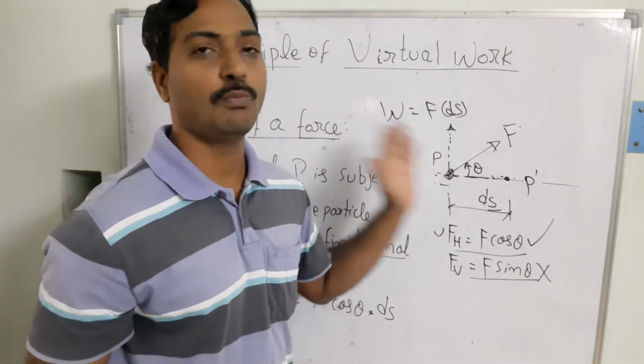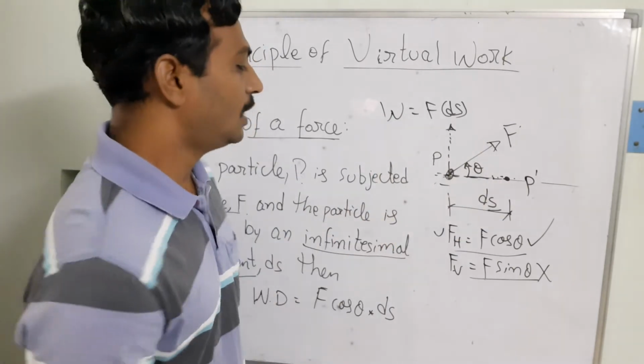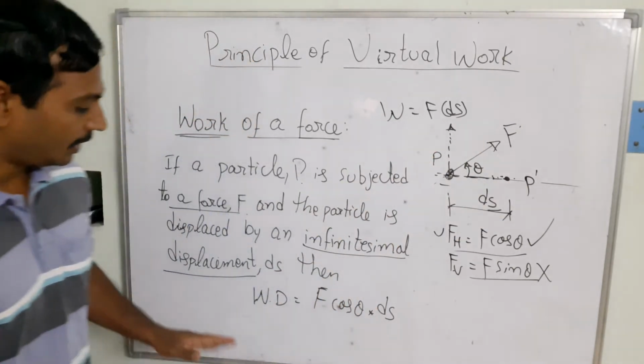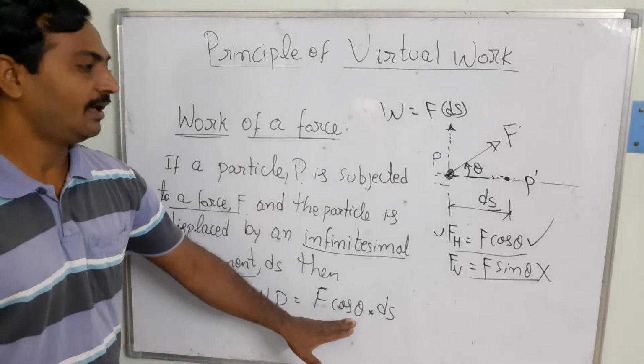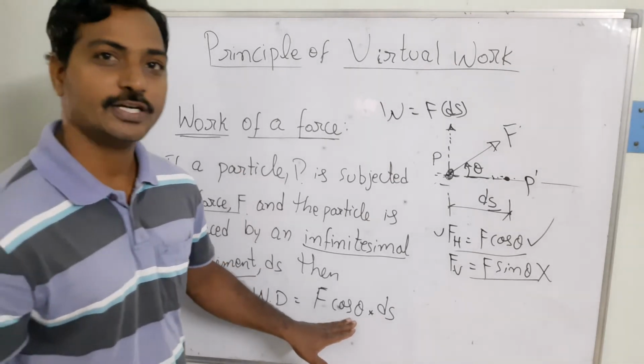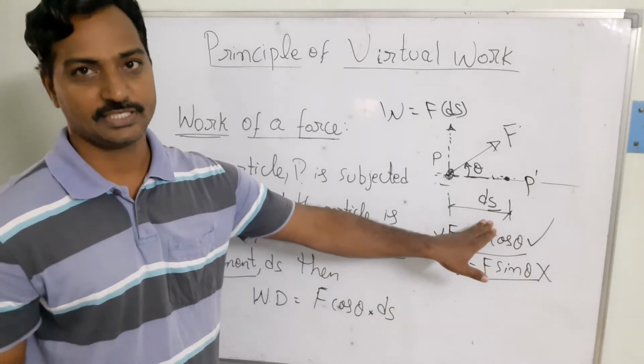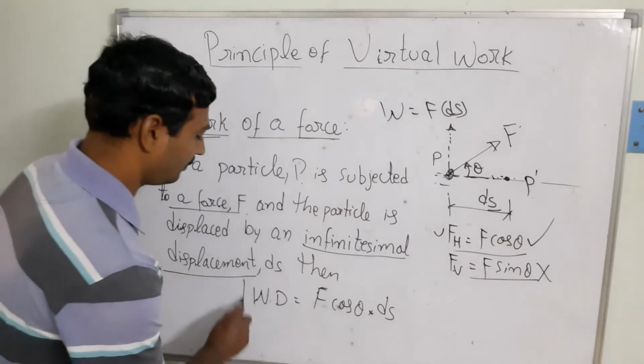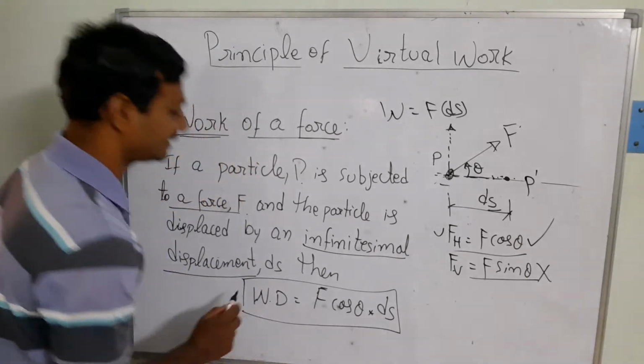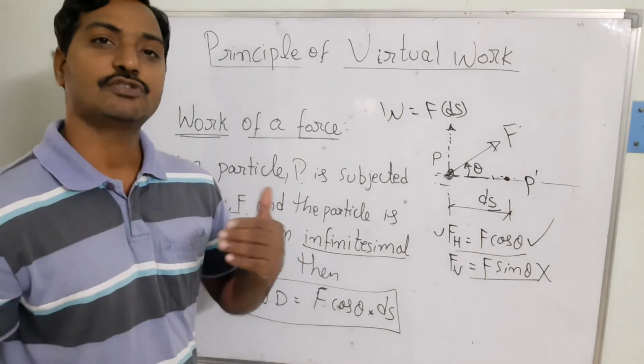That means the particle is moving from P to P dash. So then what is the work done? The work done is equal to F cos theta ds. This is the contribution of the force in the horizontal direction, and ds is the infinitesimal displacement. From this, we are going to apply theta equal to 0 and theta equal to 90 degrees.